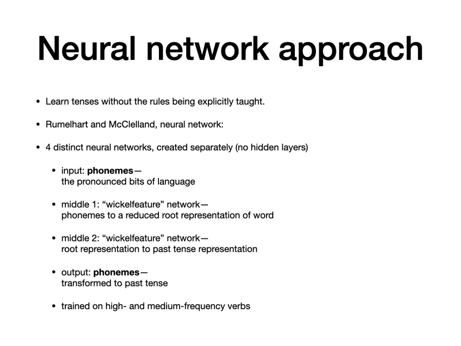Rumelhart and McClelland's neural network attempts to do it this way, without any explicit teaching of rules. The idea is that they have, actually, it's multiple neural networks. You don't have to know all these things. The idea is you would input the phonemes, right? The actual sounds of language as distinct possible options. And they would have these two middle networks that do this thing called Wickel features. It converts these phonemes into these sort of deconstructed structures. You don't have to worry about it. It's a reduced root representation of the word, and then a reduced root past tense representation, and then they get plopped back out as phonemes again.